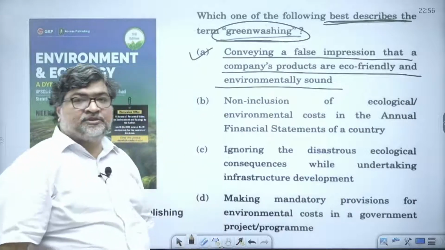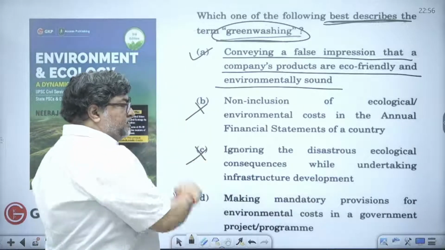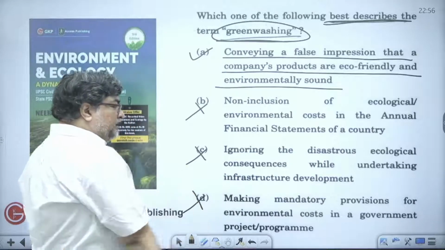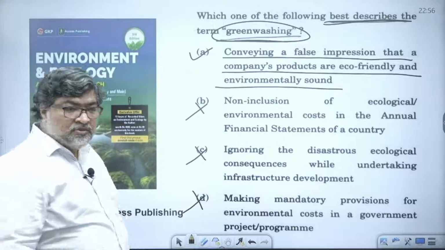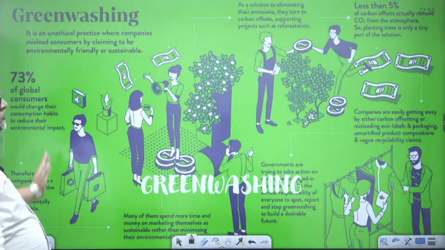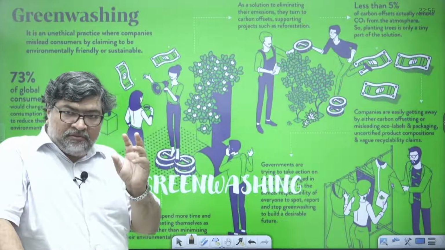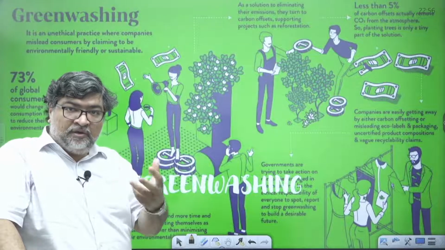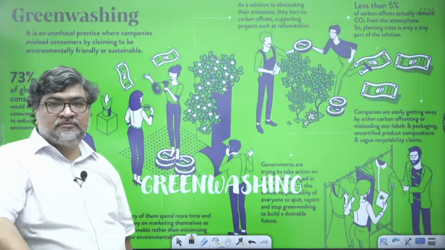That is called greenwashing. This is wrong. Non-inclusion of ecological and environmental cost, ignoring the ecological consequences while undertaking infrastructure development, making mandatory provision for environmental cost in government. That is wrong. So here the correct answer is A. Product marketing people advertise with misleading ads saying that their products are environment friendly, but exactly it may not be so. That is called greenwashing, right?